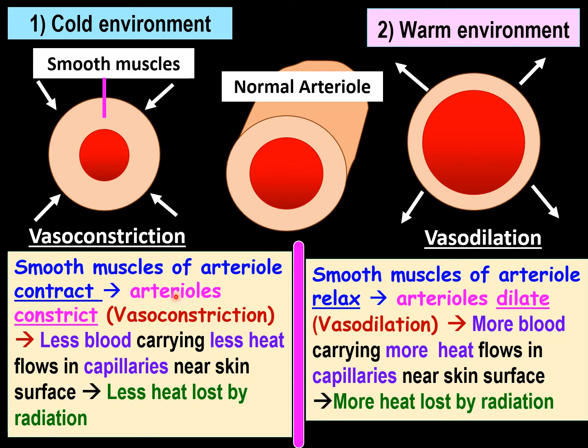Please do not say that the arterioles contract. Only the muscles can contract, and then the arterioles constrict or become narrow. So that less blood flows through the arterioles and through the blood capillaries near the skin surface, and it will carry less heat. The blood will carry less heat to the skin surface, so less heat is lost by radiation and conduction.